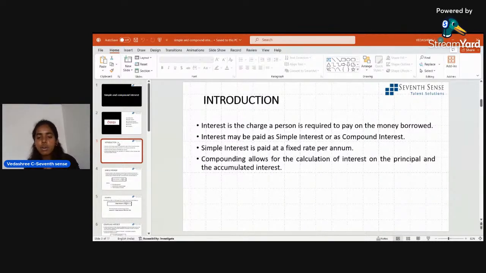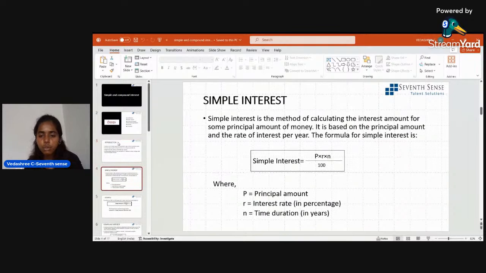What is the difference between simple interest and compound interest? Simple interest is paid at a fixed rate per annum. Suppose we have some fixed amount to be paid per year, that is simple interest. Compound interest is based on the principal and also on accumulated interest. So simple interest and compound interest are different.